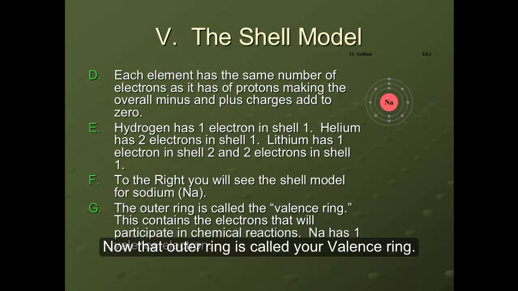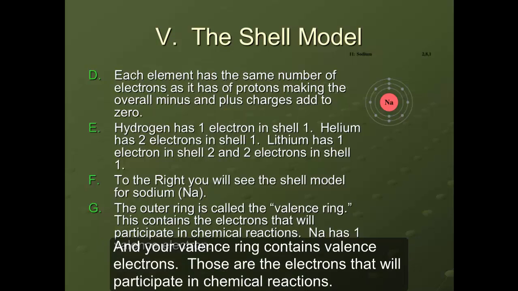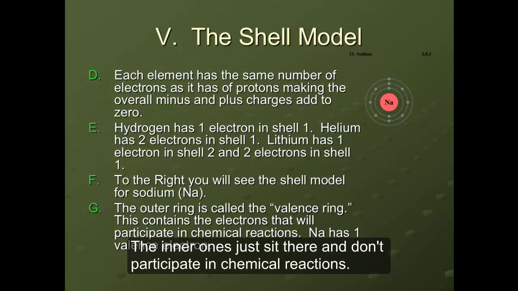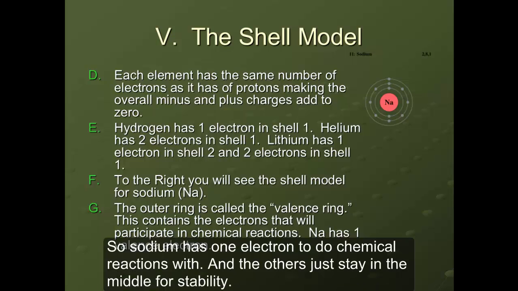Now that outer ring is called your valence ring. And your valence ring contains valence electrons. Those are the electrons that will participate in chemical reactions. The inner ones just sit there. They generally don't participate in chemical reactions. So sodium has 1 electron to do chemical reactions with, and the other ones just stay in the middle for stability.